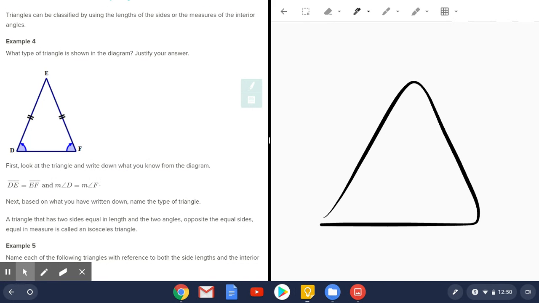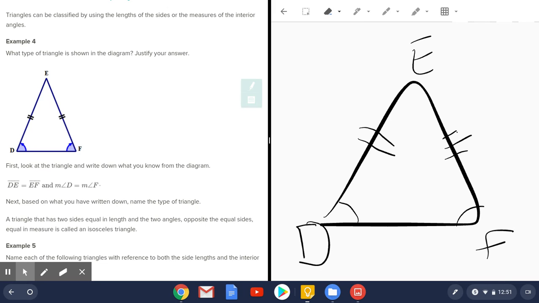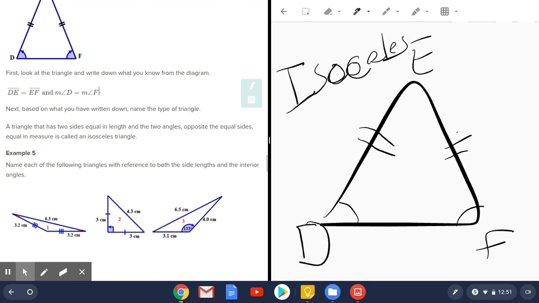Example 4, we have triangle DEF. Angles D and F are the same. That means that the length of the corresponding side would also be the same. So what kind of triangle would this be? If we have two sides that are equal in length, we have two angles that are also equal. This would be an isosceles triangle. Isosceles triangle.